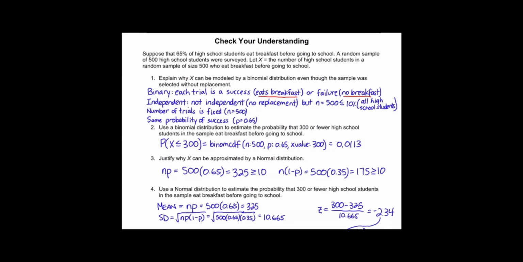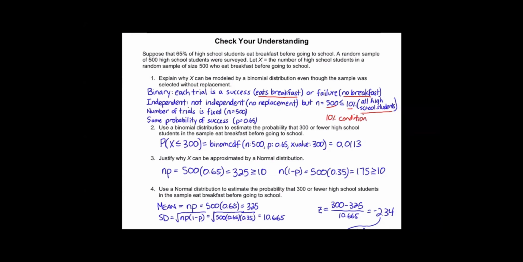The independent condition is where we're a little bit worried here because there is no replacement. We're not selecting the students and then putting them back into the pool. And so technically here, each trial is not independent because of the fact that we're not replacing. But this is where we can use the 10% condition. And so we check that the sample size of 500 is less than 10% of the total population, in this case, all high school students, which is definitely going to be true. So because of the 10% condition here, we can say that the independent condition is satisfied.